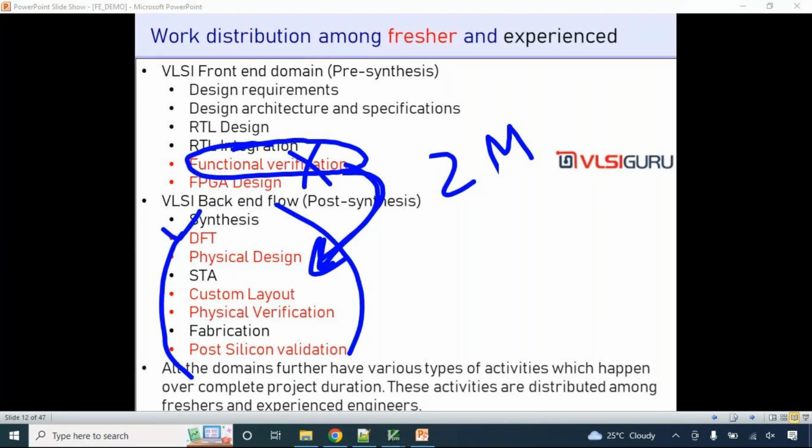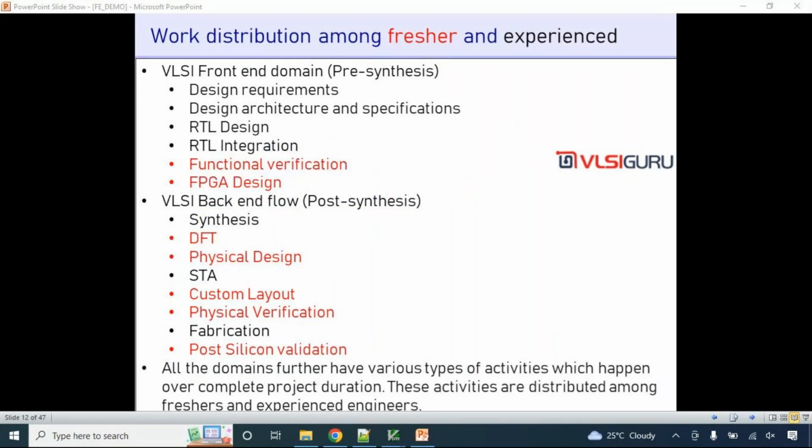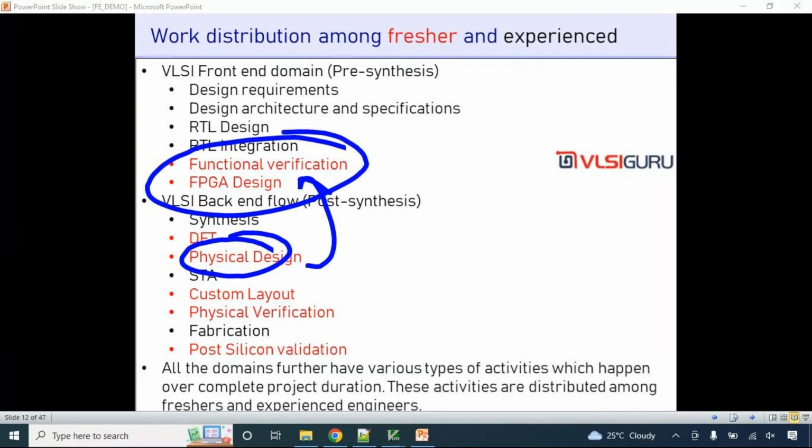No additional cost, because for every course the cost is the same. You can switch. Let's say you joined physical design. For whatever reason you didn't like it, because you don't like going into the semiconductors, you don't want to get deep into the tool and everything. You wanted to do front-end domain. Then you can choose that. Up to 2 months. 2 months is a very good time for you to make a decision: do you like the domain or you don't like the domain? So that flexibility is always there.